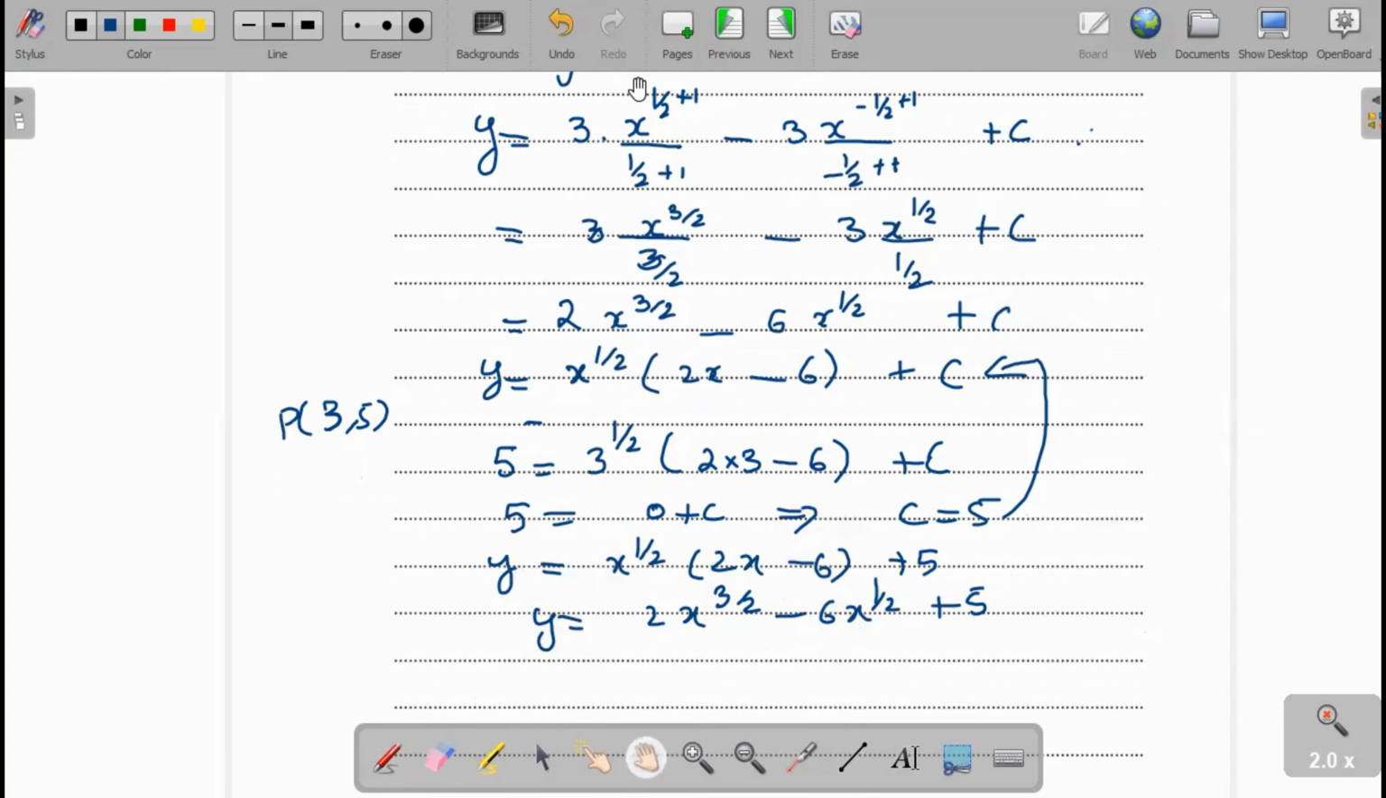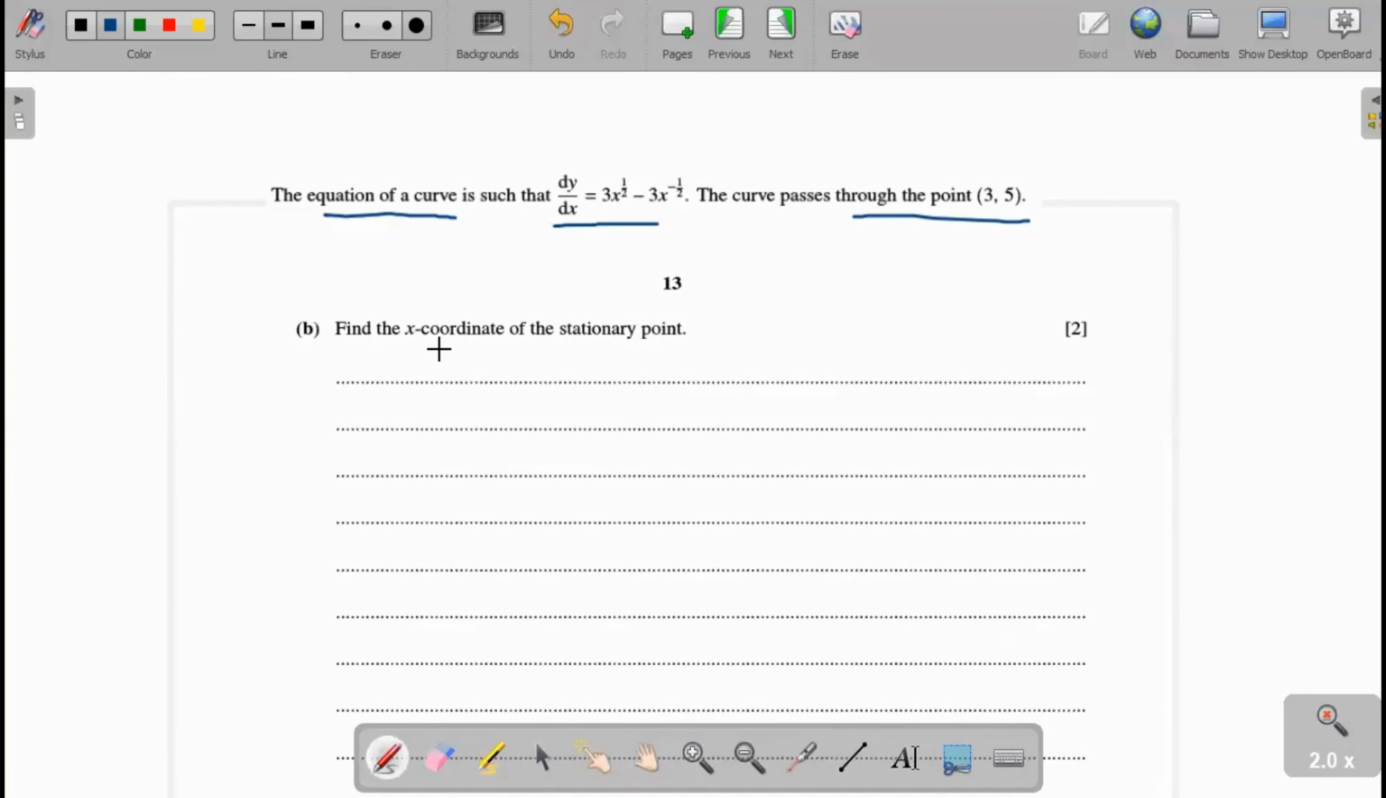Now find the B part, find the x-coordinate of the stationary points. Now this is the equation of the curve, and dy over dx equal to 3 into x power 1 over 2 minus 3 into x power minus 1 over 2. To find the stationary points, dy over dx will be equal to 0. Therefore, we can write it as 3 into x power 1 over 2 minus 3 into x power minus 1 over 2 equal to 0.